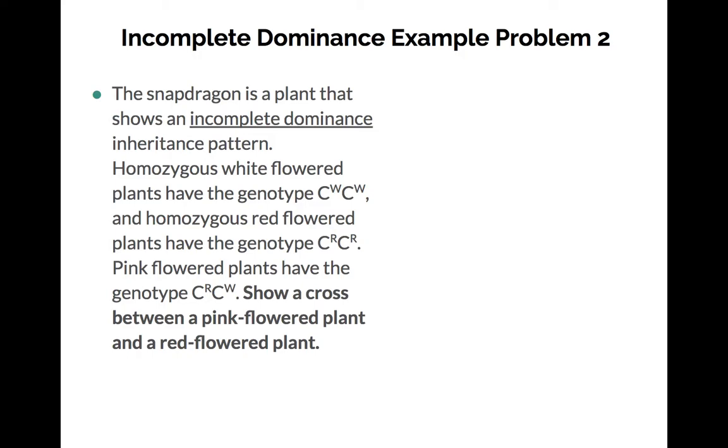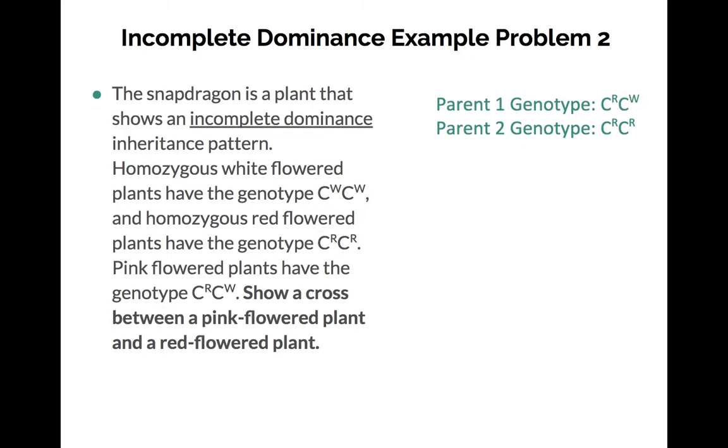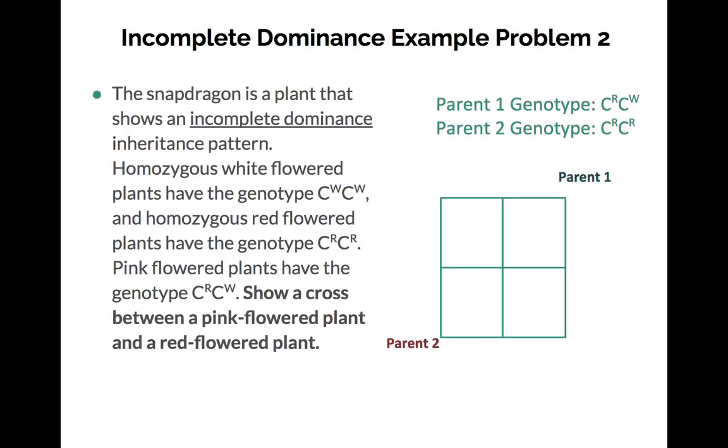All right, problem 2. So I want you to now try this one on your own. So pause here, try it out, and then come back once you are finished. All right, so this one we are looking at a pink flowered plant, so we should have CRCW for pink and red flowered, CRCR. Set up your Punnett square, put up parent 1 and 2. Okay, and let's go ahead and look at the offspring. So your pink flowered plant is here, red here.